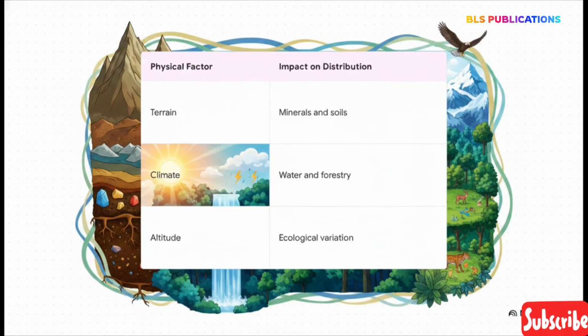So why is everything so unequally distributed across the planet? It really boils down to 3 physical factors. You've got terrain, which dictates if you can physically get to the minerals and good soil. You've got climate, controlling water and where forests can actually thrive. And you've got altitude, which shifts the ecological variations. Because these 3 things differ so wildly depending on where you're standing, resources are scattered totally unevenly across the globe.